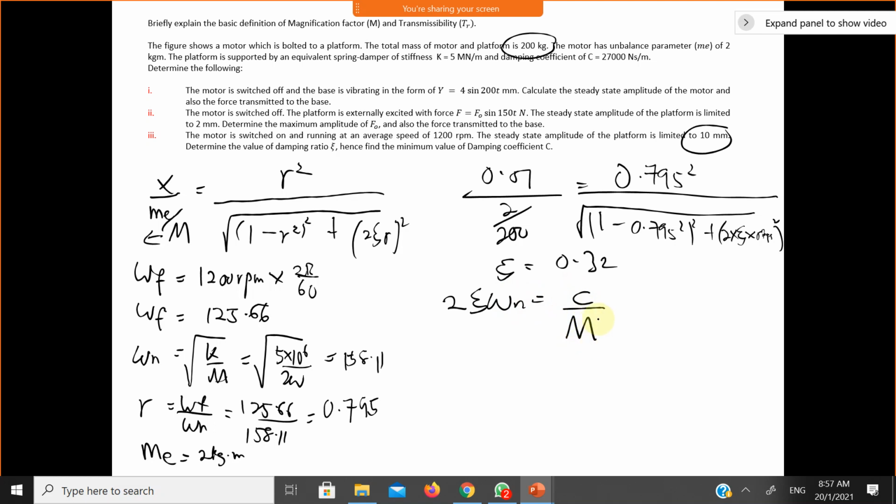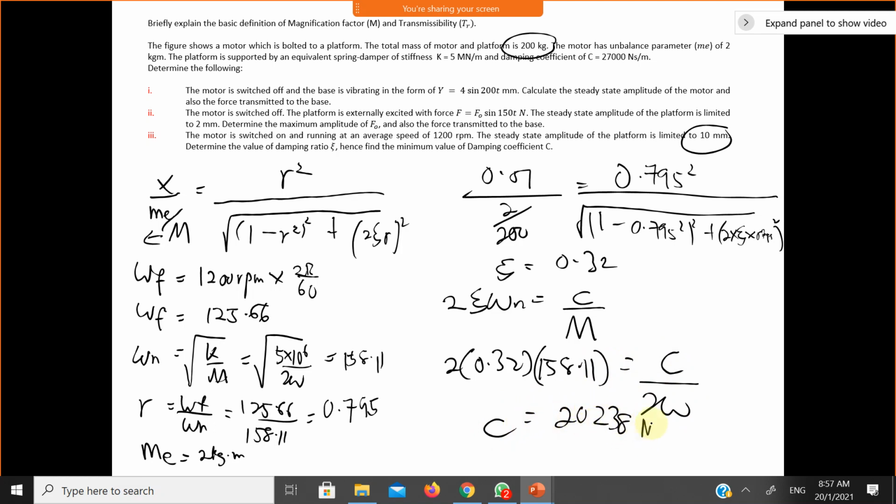Okay, so 0.32 omega n is 158.11, C over 200. And for C we can get the answer 2023.8 Newton second per meter. Okay, so that is our answer.